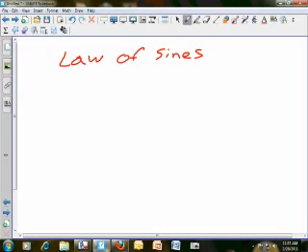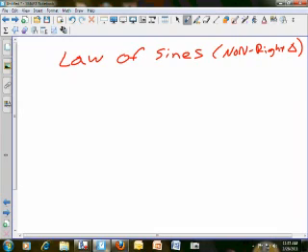Yes, the law of sines allows you to do stuff. This is for non-right triangles. Now, it actually works with right triangles, but why bother? We already know how to do right triangles. Okay, so this allows you to do stuff for non-right triangles.